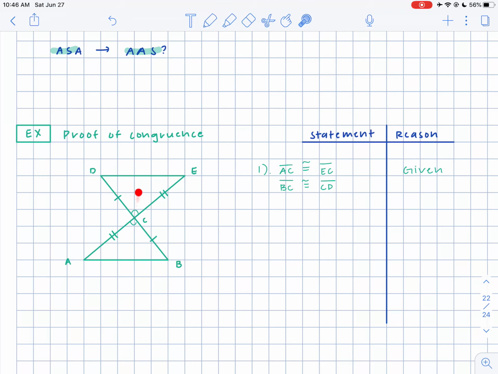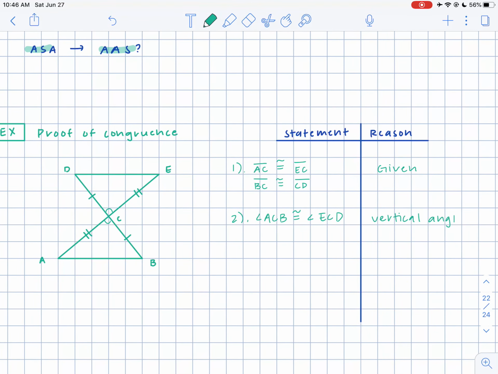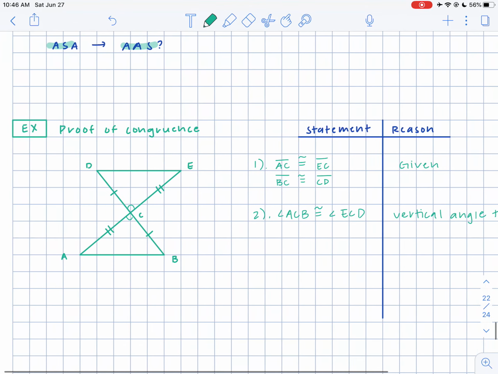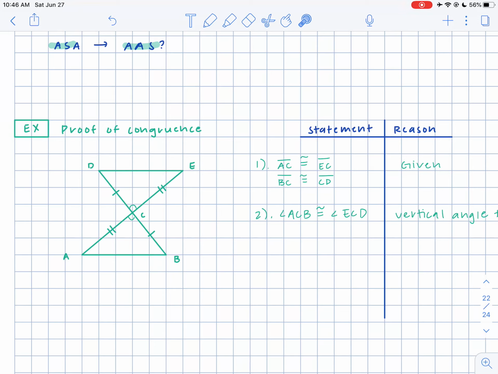You see that these 2 angles are on opposite sides. That means they are congruent to each other. So our second statement would be angle ACB is congruent to angle ECD. And what is the reason? Like I said, it's the vertical angle theorem, which states that angles that are on opposite sides of each other are congruent to each other.